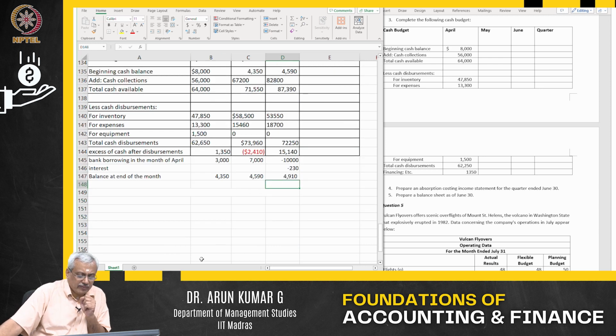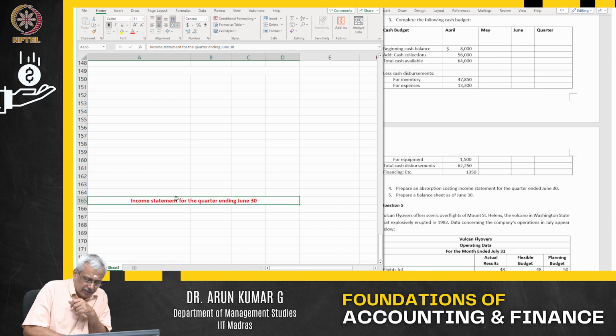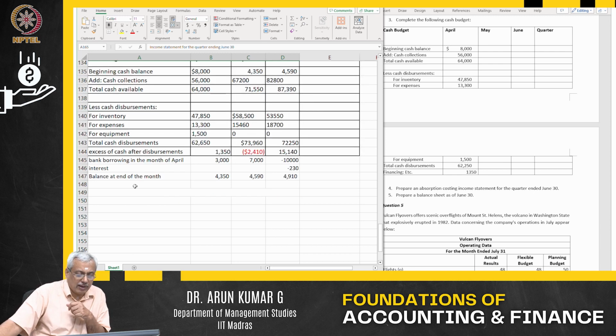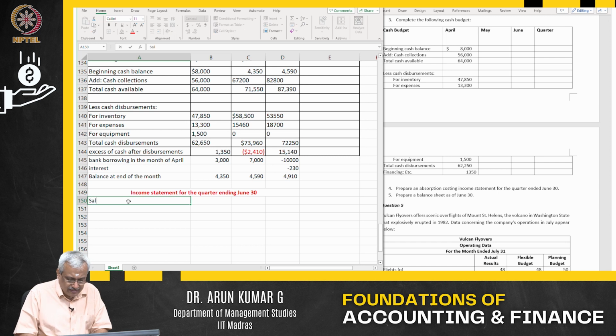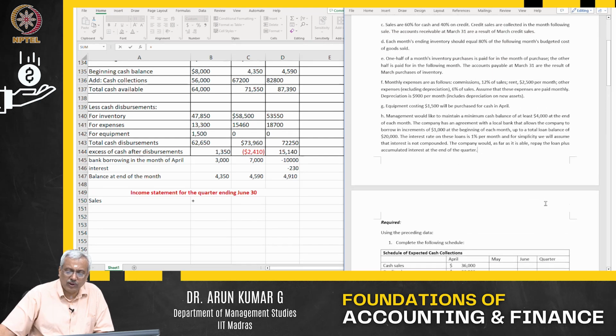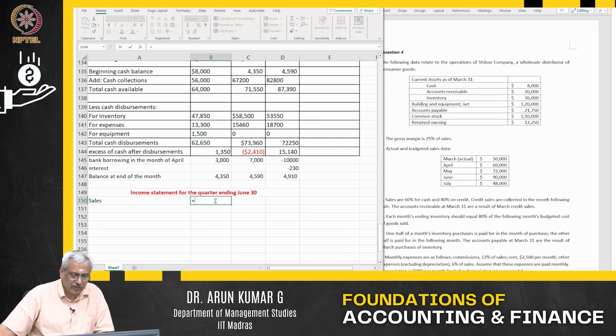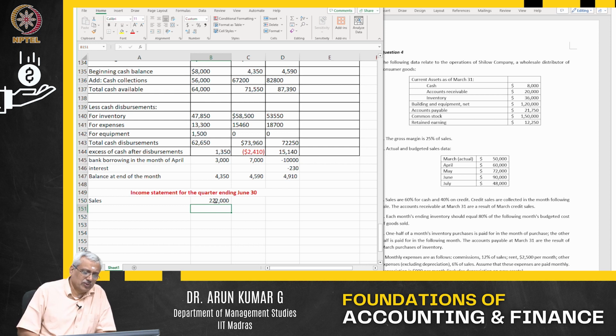Now let me prepare the typical income statement in this particular case and then the balance sheet, as they have asked you. Let us look at, first of all, sales for the quarter. If I go back out here, they have given sales for the quarter as 60,000 plus 72,000 plus 90,000. This is the sales for the quarter. What you have is 2,22,000. I am just going to move this to the other column.